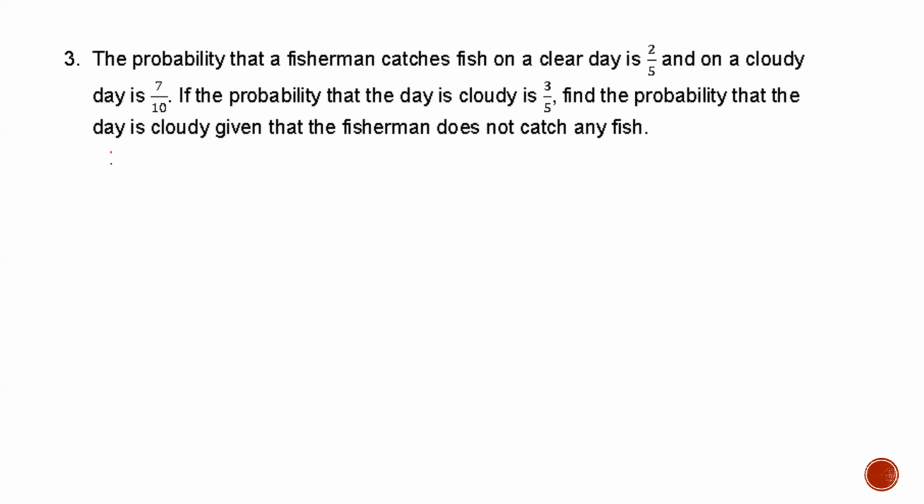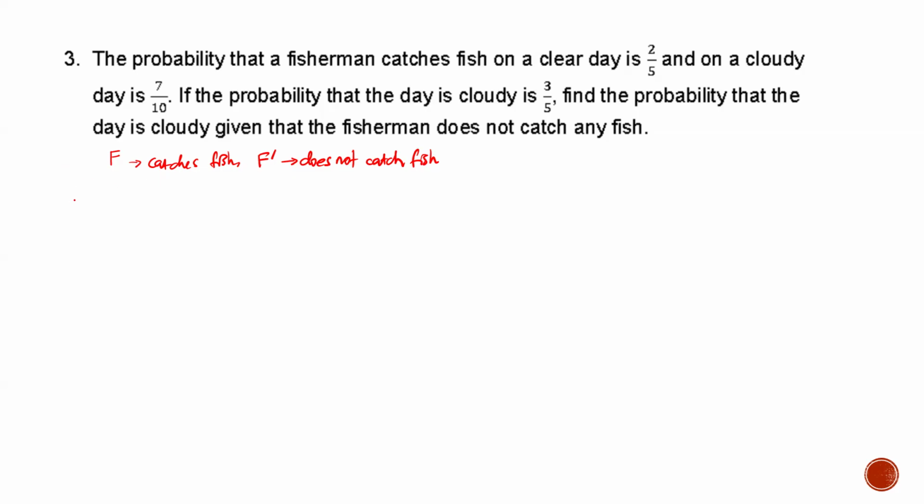So let F be the event that he catches fish. And so F prime will be that he does not catch fish. It's good practice and a good habit to label these events. If you just use F in the question, it's not going to be very clear what you're using F for. So it's always good that you actually define any variables that you're going to use in your solution.